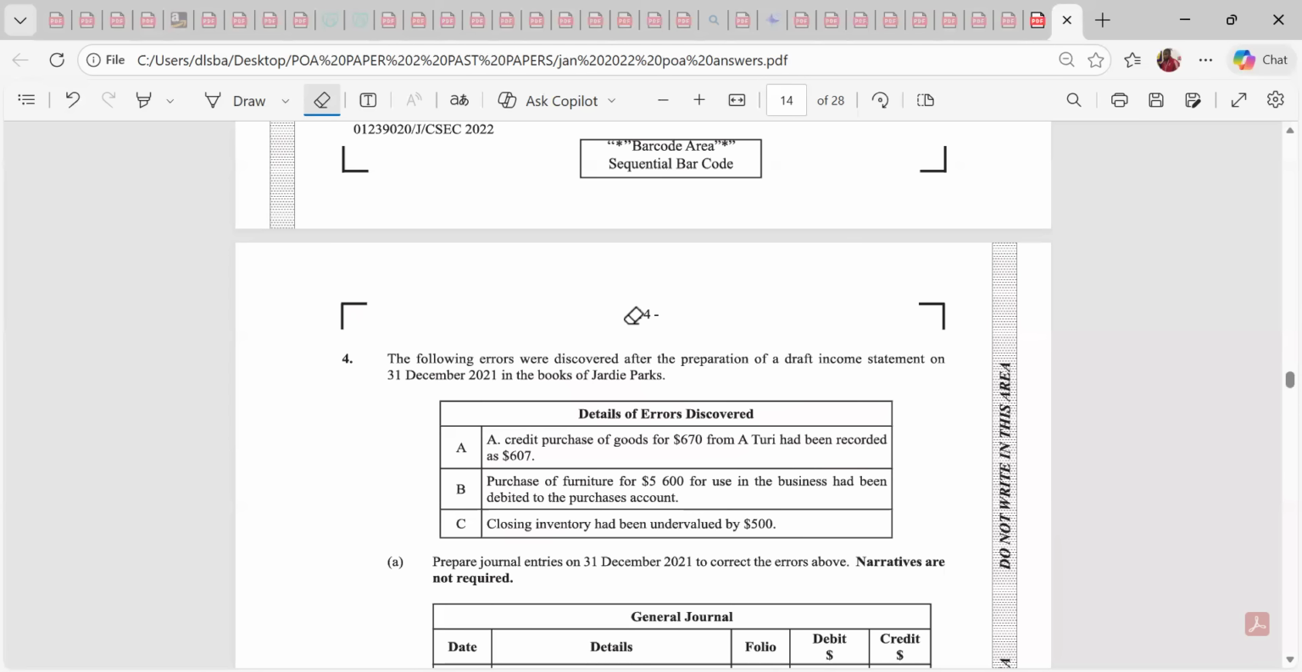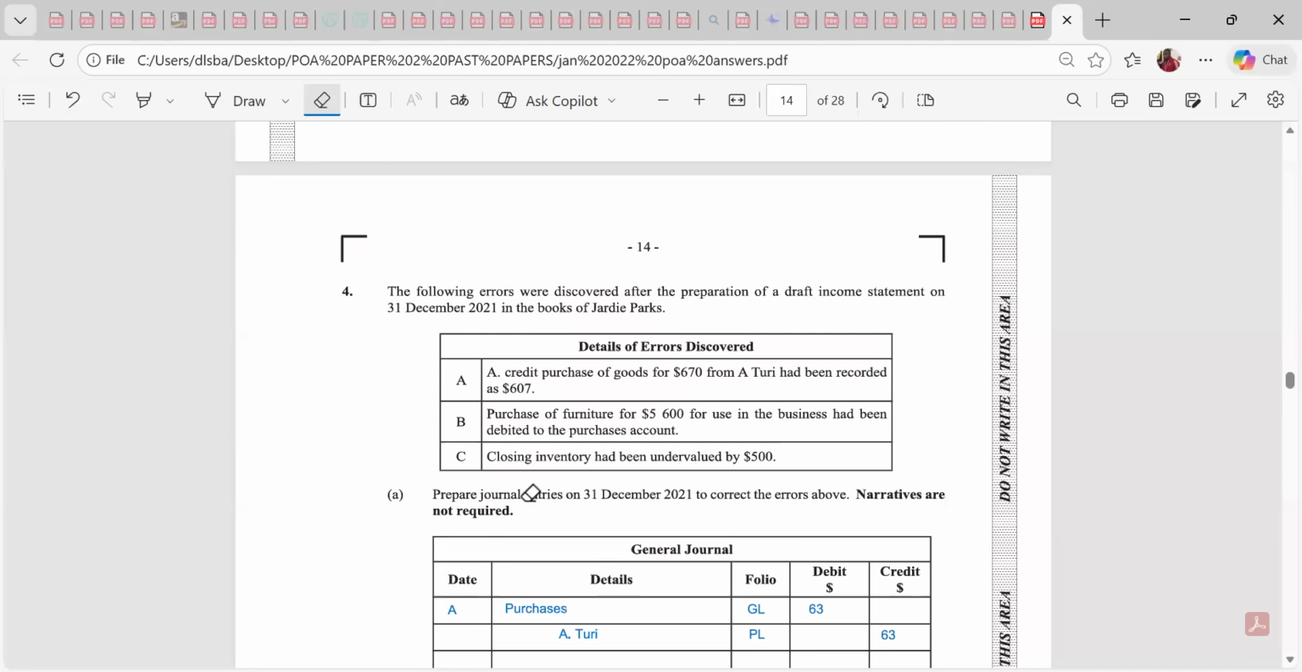The following errors were discovered after the preparation of a draft income statement on the 31st of December 2021 in the books of Jadi Park. They want us to correct all the errors, and they say we would not have to put any narration. We just correct any errors. All right.